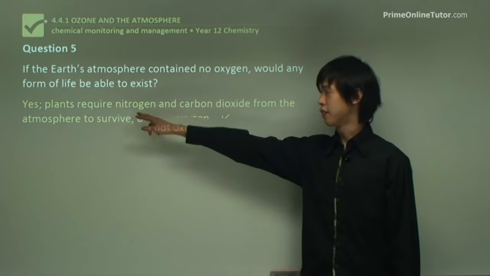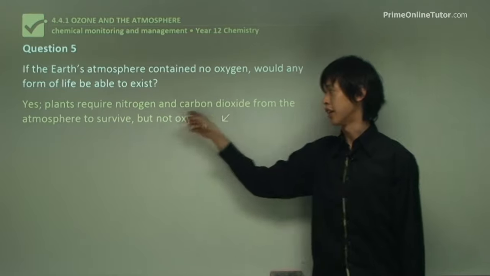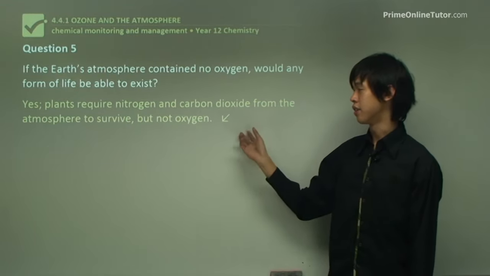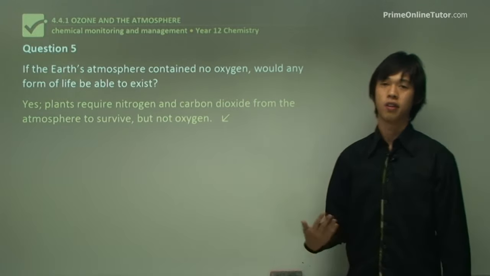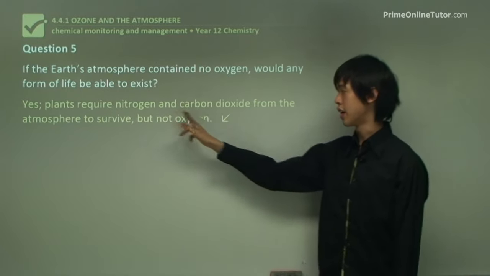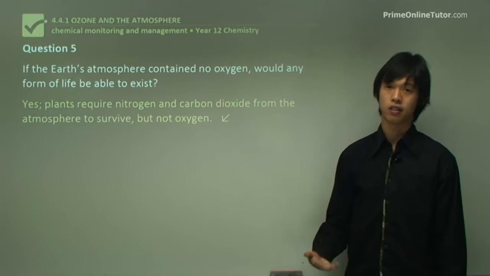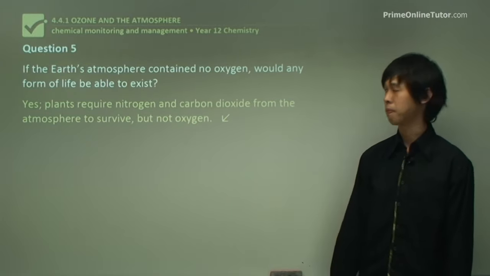So as long as there are sufficient quantities of nitrogen and carbon dioxide in the atmosphere, then there's no need to respire at all. As long as they can continue the photosynthetic process, they don't need to respire. So nitrogen and carbon dioxide, as long as there's enough, plants can survive without oxygen. So there are many classes of organisms that can survive without oxygen.